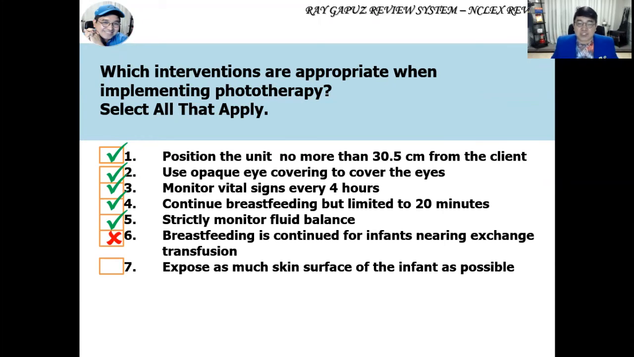Okay, and then expose as much skin surface of the infant as possible. Yes, and it's also very important that the bilirubin levels of a child undergoing phototherapy should be checked every 4 to 6 hours. Now, we have to remember that phototherapy is usually implemented if the bilirubin level of the baby is already twice the 5 milligrams per deciliter that is set as the benchmark for the maximum amount of bilirubin for a newborn baby in the first 24 hours. So it simply means that when the bilirubin level of the baby reaches 10, that's when phototherapy treatment is usually implemented.